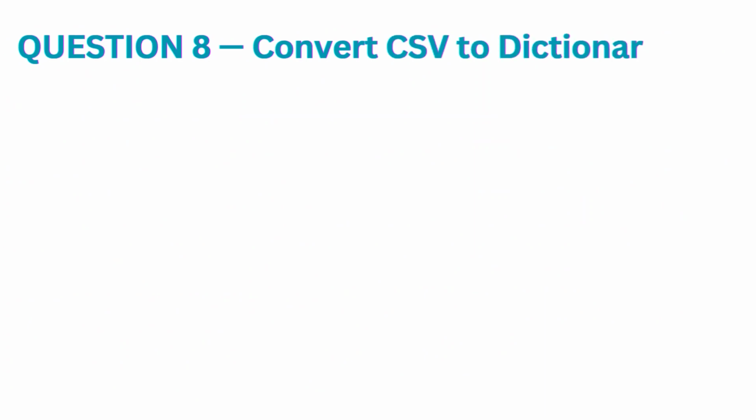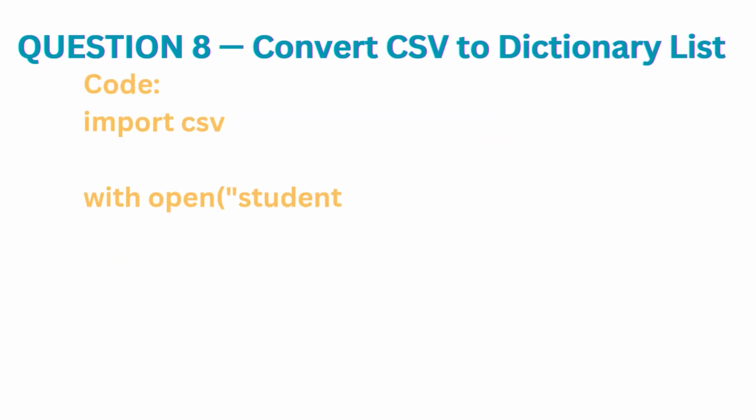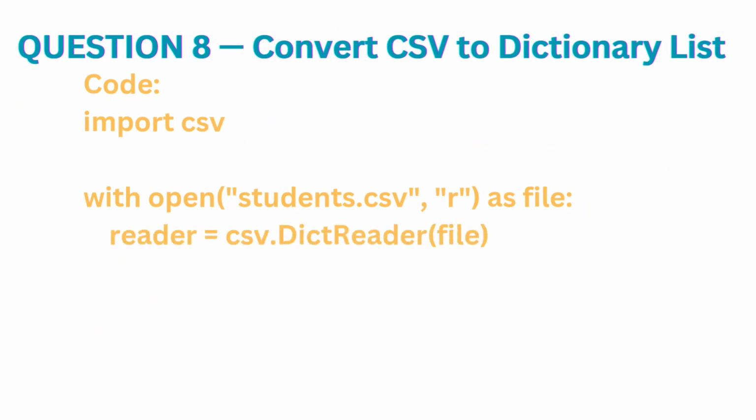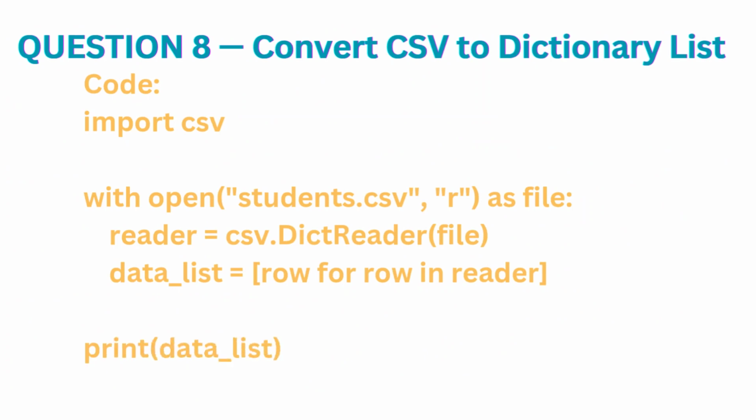The next question is convert CSV into a dictionary list. For converting the CSV rows to a list of dictionaries for further processing or filtering, the code is import csv, with open function, and reader should be csv.DictReader(file), and the data list should be row for row in reader. That should print the list of data.